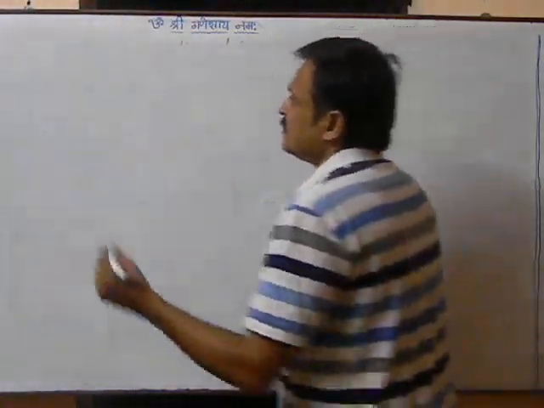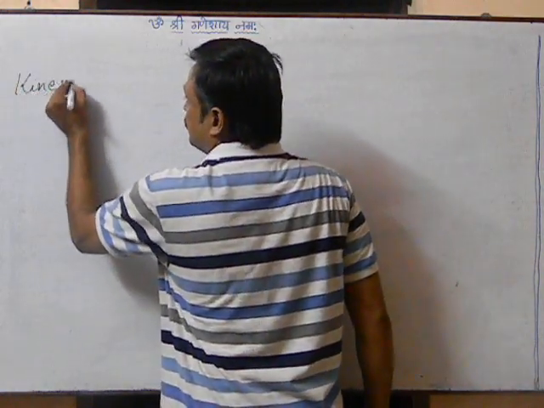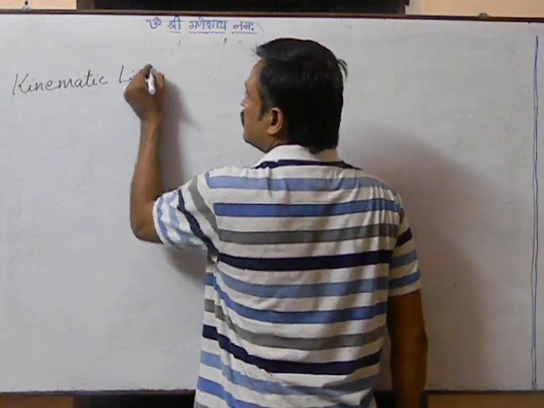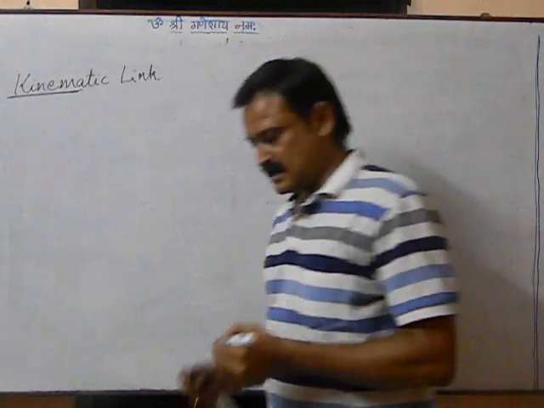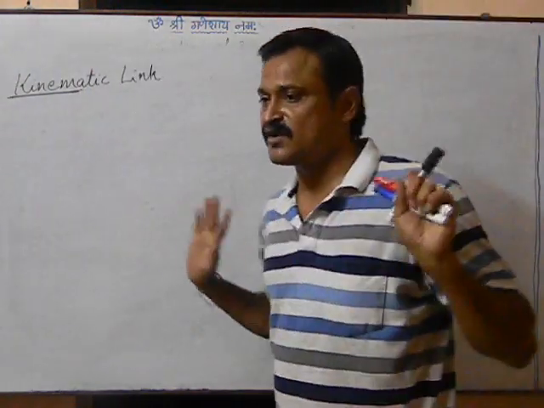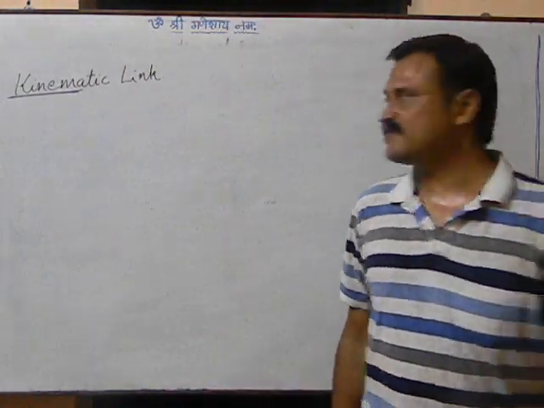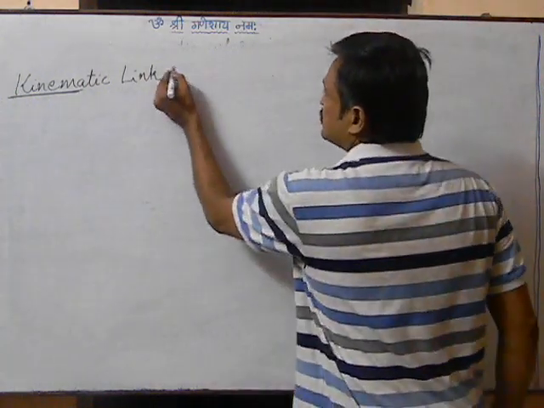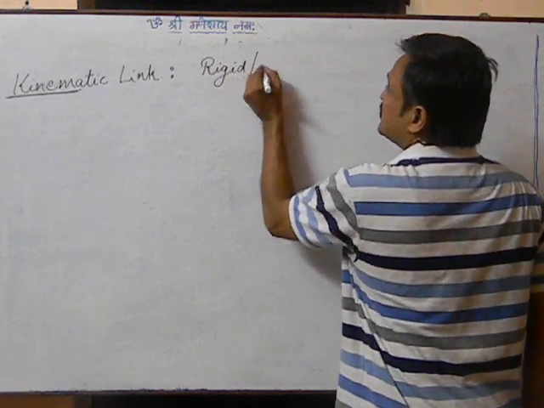So instead of link, I'll call it a kinematic link. Now, why are we using this term kinematic? Kinema means motion. So this link, whatever you are talking about, here motion is involved. Fine. So what is a kinematic link? Of course, these are the rigid bodies or the resistant bodies.